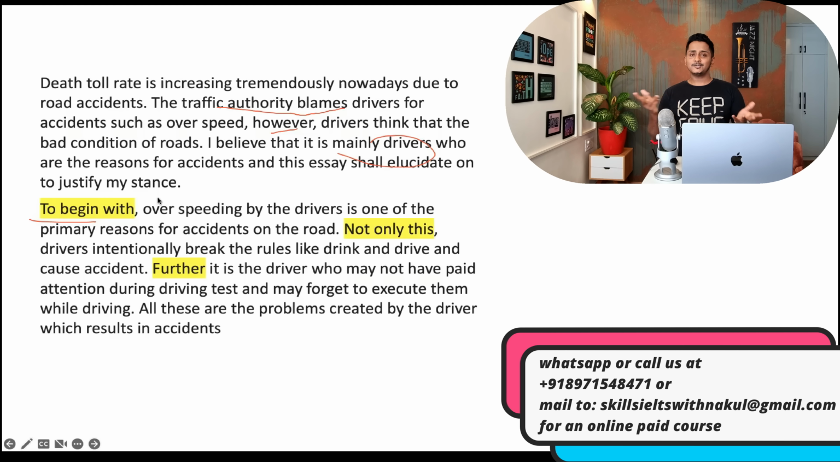For example, last week, in front of my eyes, a driver was going very fast, and a pet or a dog came there, and he was not able to apply the brake. The entire thing collapsed. Very simple.